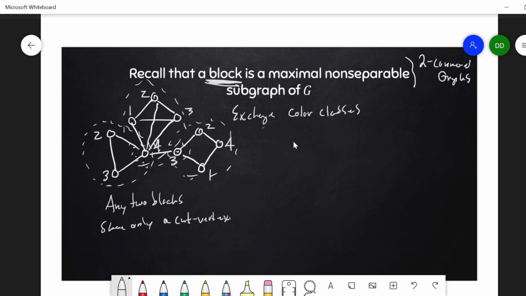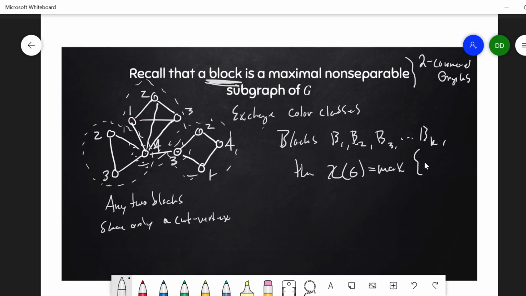The idea is that, with blocks, let's say blocks B1, B2, B3 up through BK for some K, then the chromatic number of G is just the maximum of all the chromatic numbers of the individual blocks. So again, we don't really look at the chromatic number of separable graphs. We don't really need to, because we should just study the blocks. That is, the two-connected graphs.